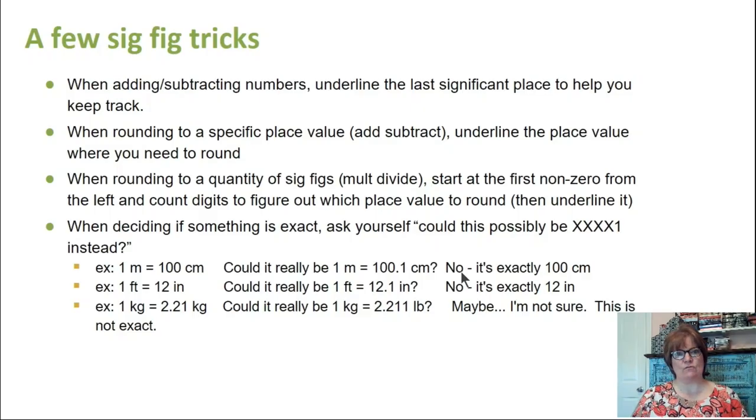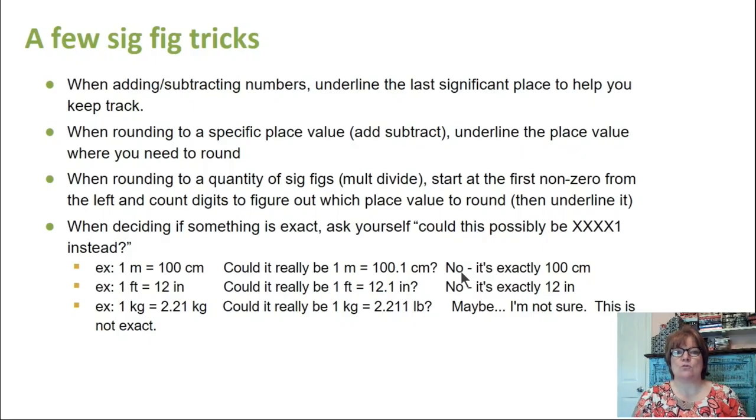So a couple of tricks for dealing with sig figs. If you're adding or subtracting numbers, it's really helpful to underline the last significant place value of each measurement, especially because you rarely have them written down vertically. You often have them written horizontally. So it's much easier to underline them and help keep track of where they are in the place value. If you are rounding to a specific place value, whether you're counting sig figs, my final answer, I need to round it to 2 sig figs, or I need to round it to the 10th place, underline the position that you're trying to round to. That helps you clarify. I want to keep it to this number, but I want to look at the next value.